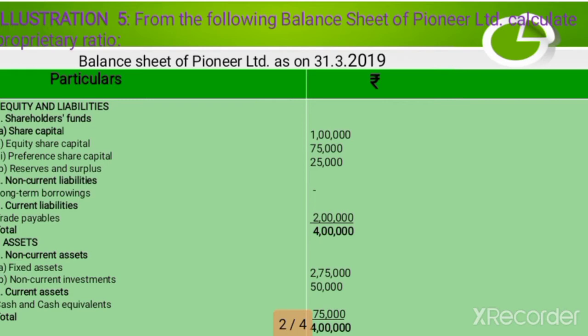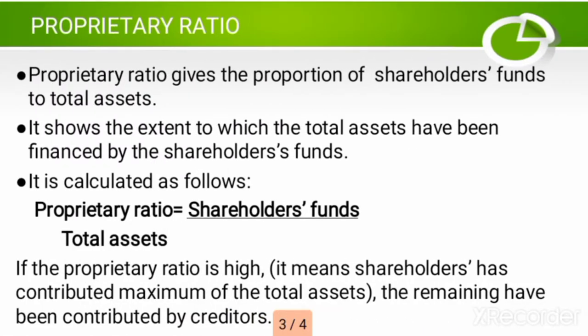Before doing this illustration, a small introduction about the proprietary ratio. I have explained about long-term solvency ratios in the previous video, which I have already given in the description. Proprietary ratios are normally computed for evaluating the long-term solvency of the business. The proprietary ratio gives the proportion of shareholders' funds to total assets. It shows the extent to which the total assets have been financed by the shareholders' funds.